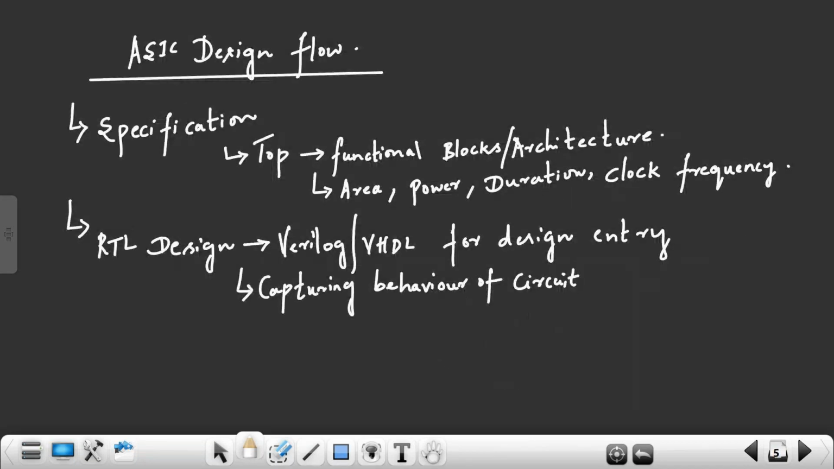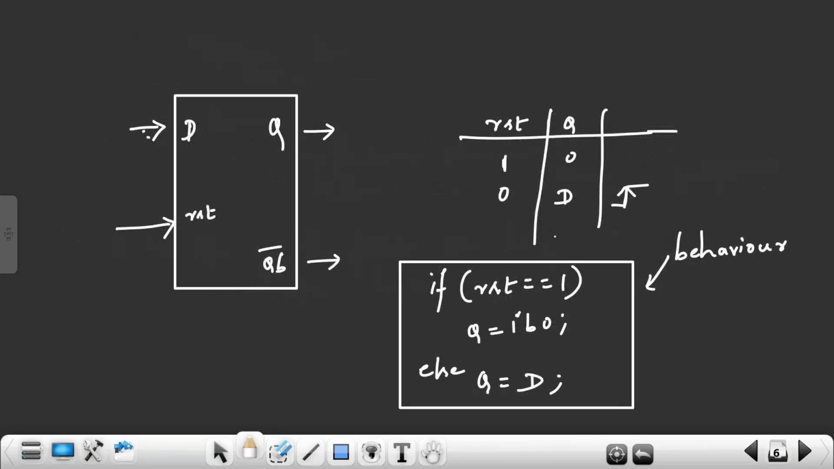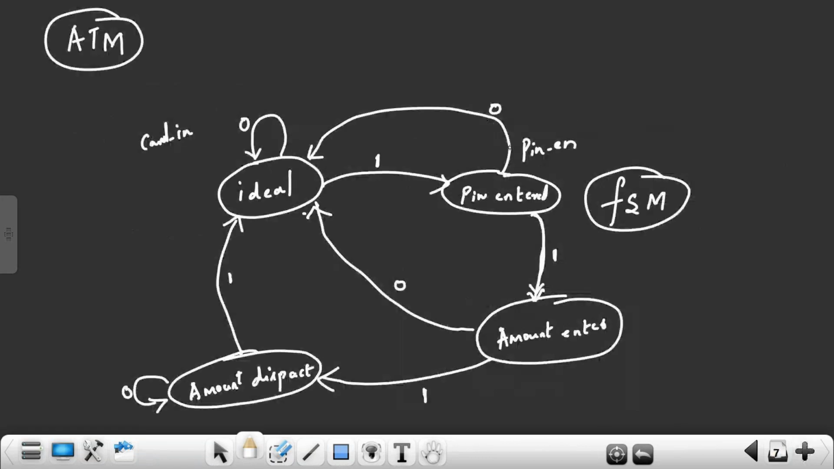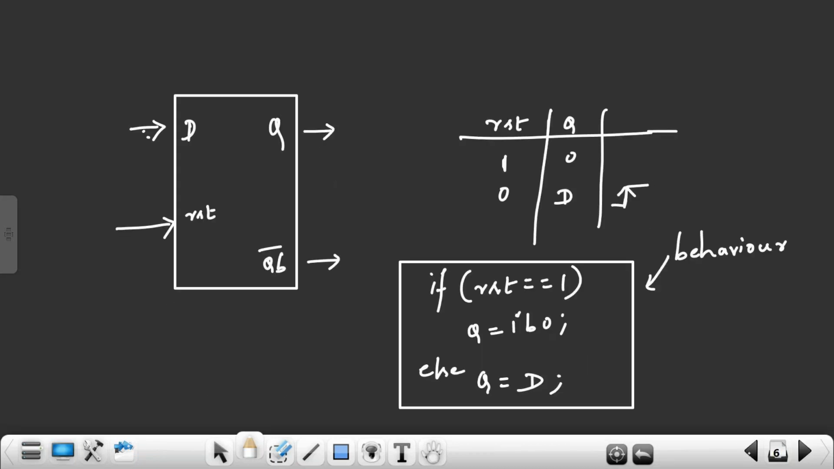Just remember the truth table and write the program for that. Or if the circuit is very big, first convert it into what? Different states, and for each state, start writing a truth table. Based on the behavior of each state, write the truth table, and based on the truth table, start writing the RTL code for each state. So that is what your RTL engineer will do.